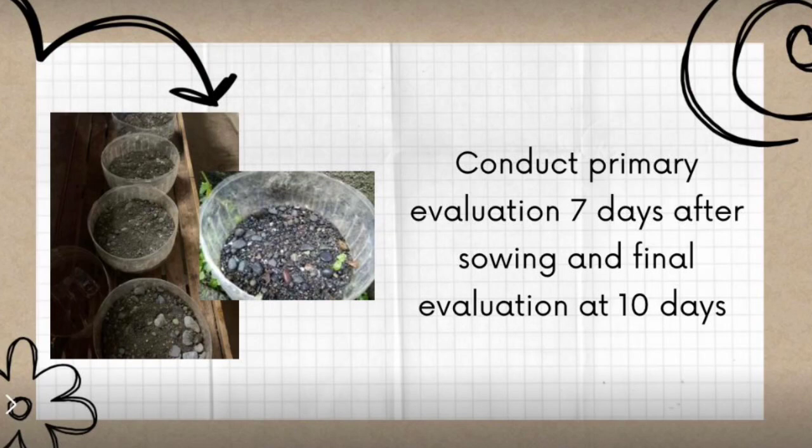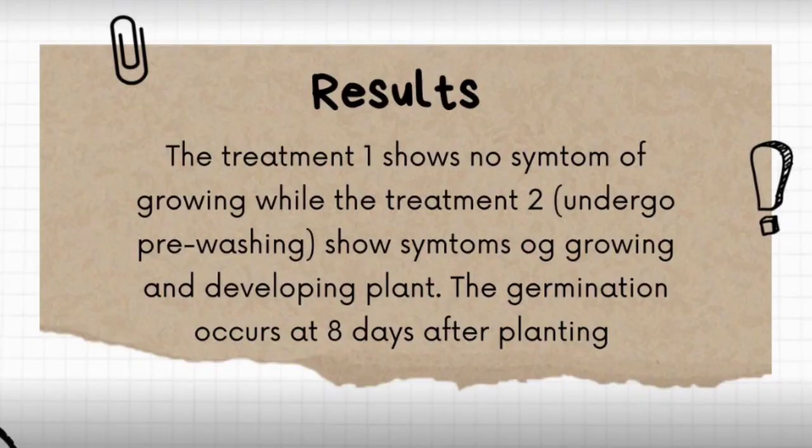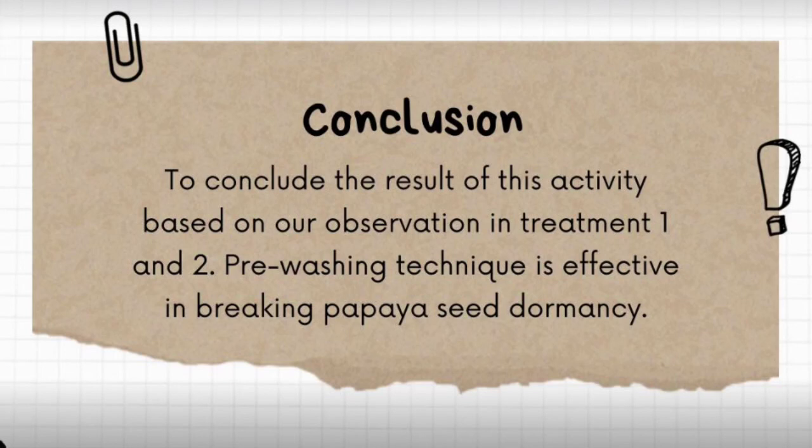Conduct primary evaluation 7 days after sowing and final evaluation at 10 days. So, the result of our activity in this exercise 8 is that treatment 1 shows no symptoms of growing or germination, while treatment 2, which is the pre-wash treatment, germinated after 8 days after planting.